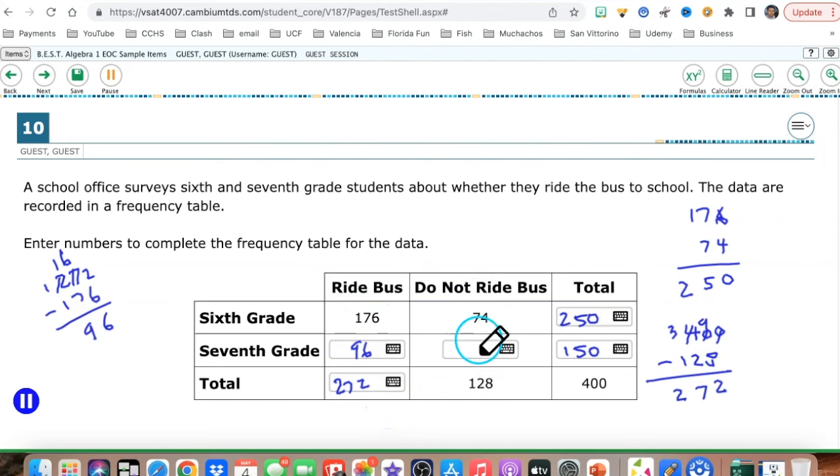Same idea here. 74 plus what gives you 128. So 128 minus 74. This is 4, and 12 minus 7 is 5. Now, if I add horizontally, I get 250. If I add these two, I get 150. 96 and 54 is 150. 272 in this is 400. And going down gives me this answer. This 2 gives me this answer. This 2 gives me this answer. That's the way to triple check all those.